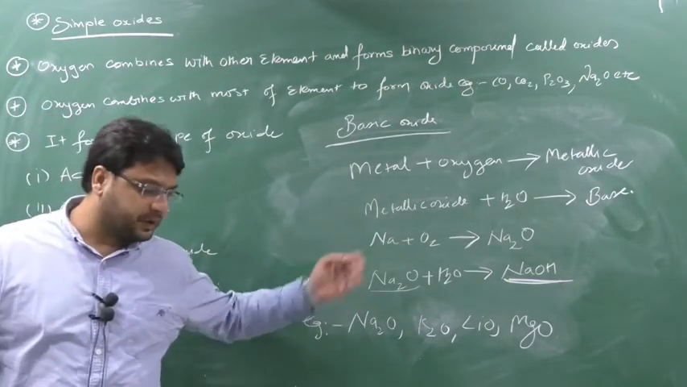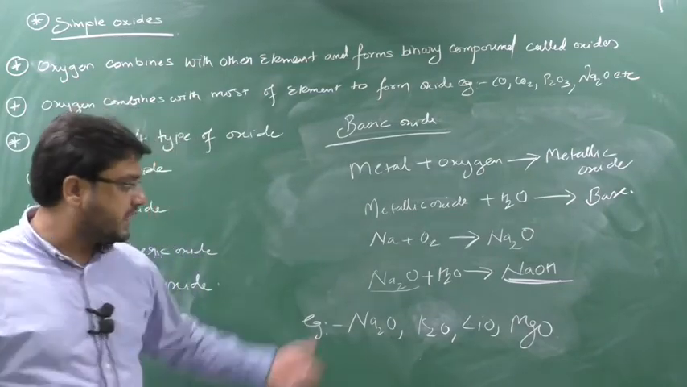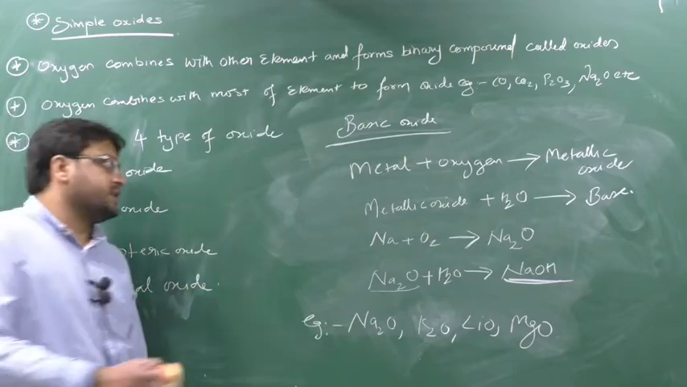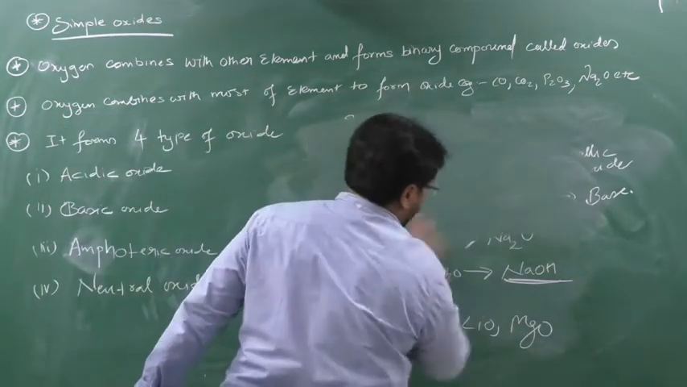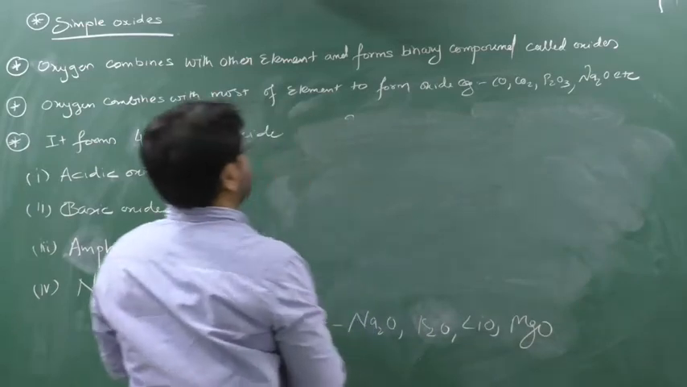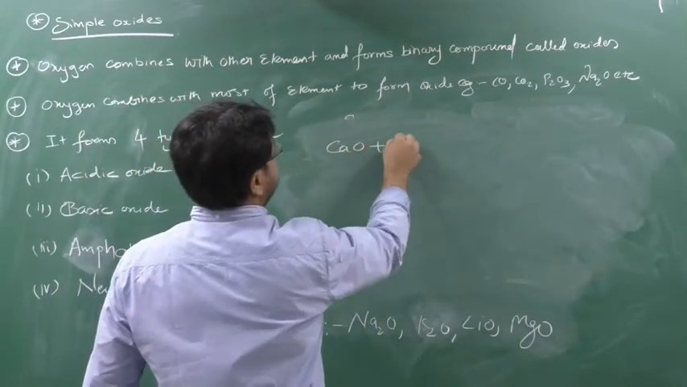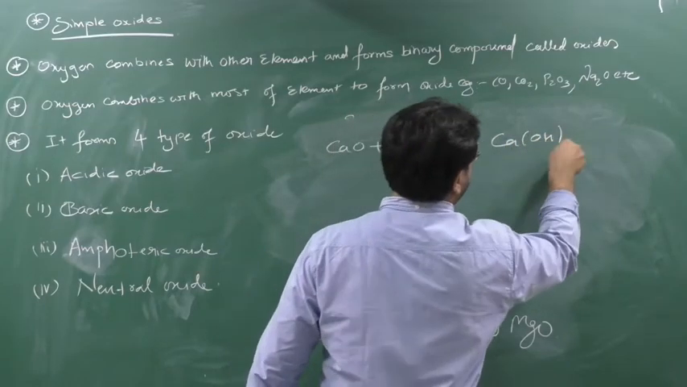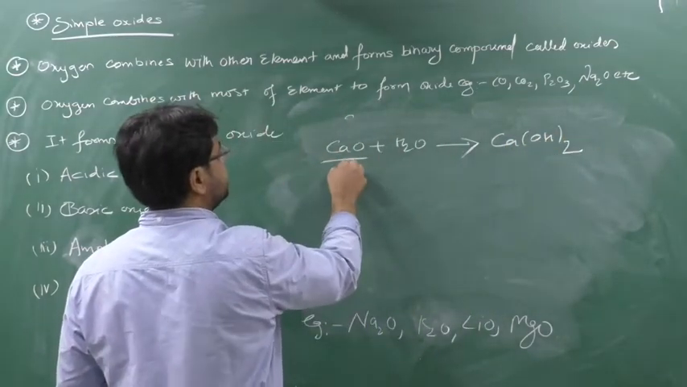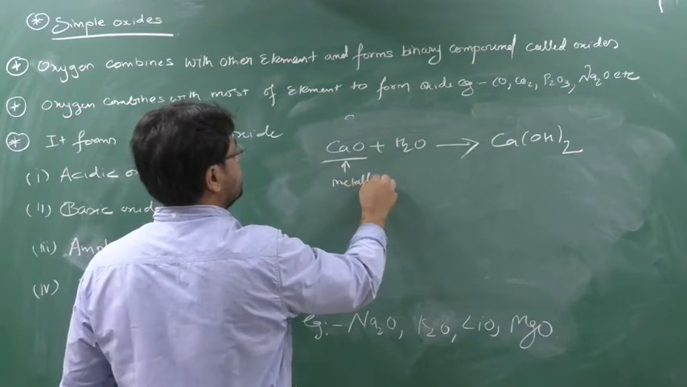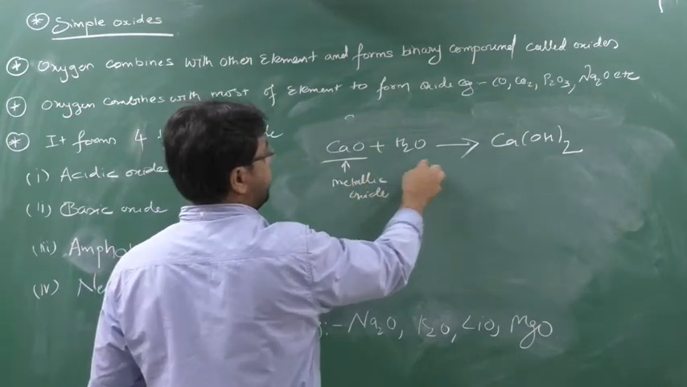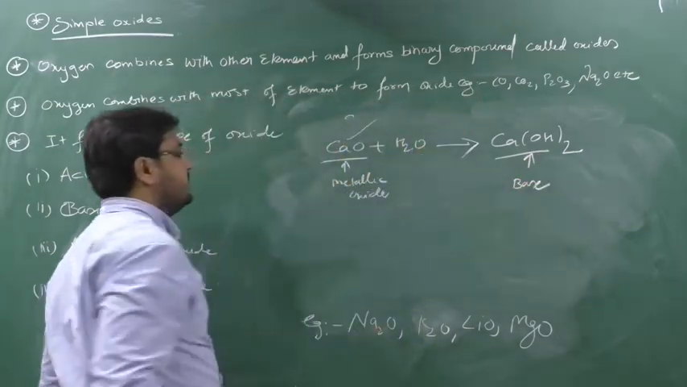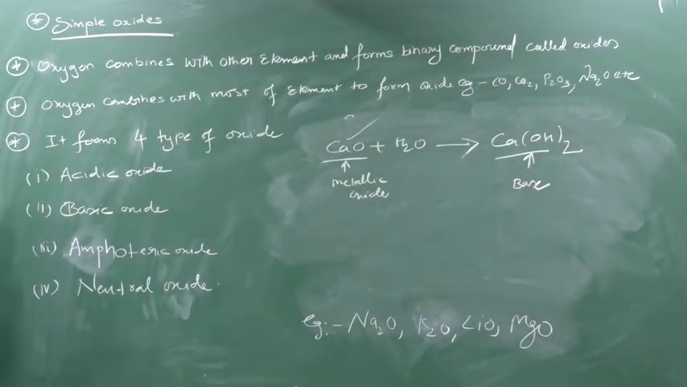You can write down this example also. One more thing I have to tell. Clear? Now see here. I can write one more example, like calcium oxide dissolved in water. It forms what? It forms Ca(OH)2. Clear this part? Now this CaO is a metallic oxide, yes or no? So when this metallic oxide is dissolved in water, it forms what? A base, yes or no? So it proves that metallic oxides are basic in nature.